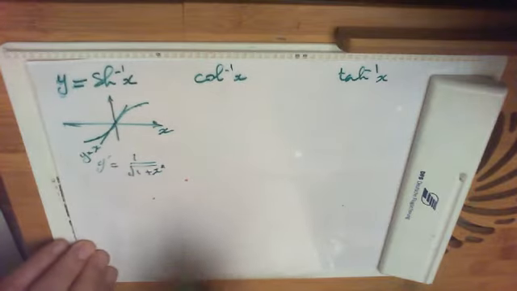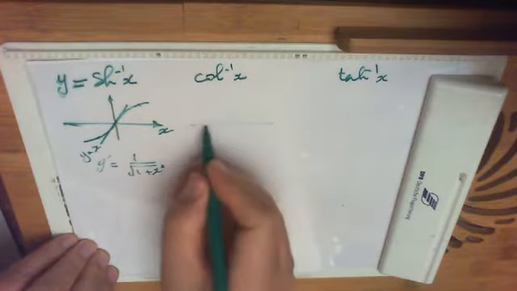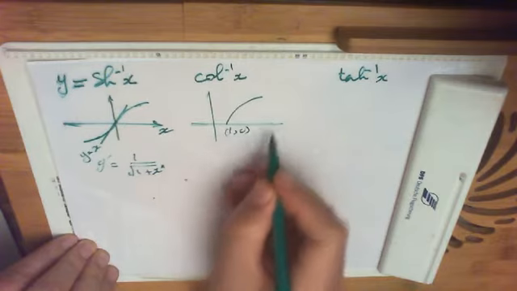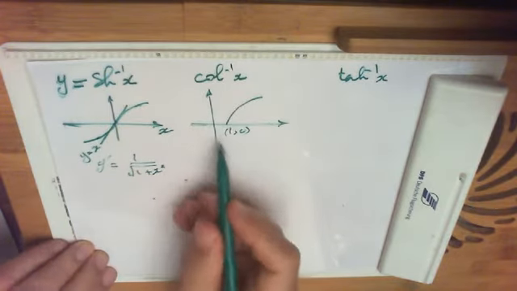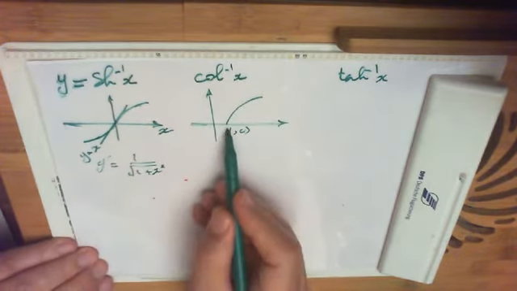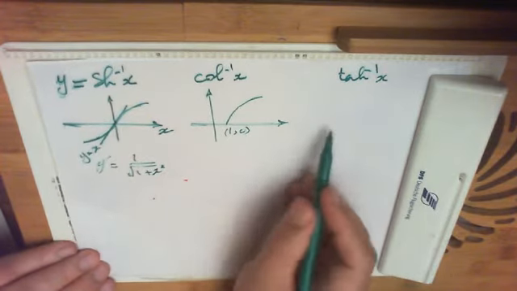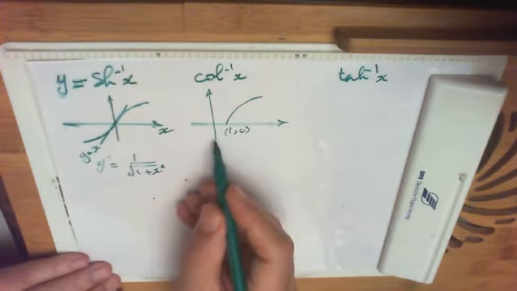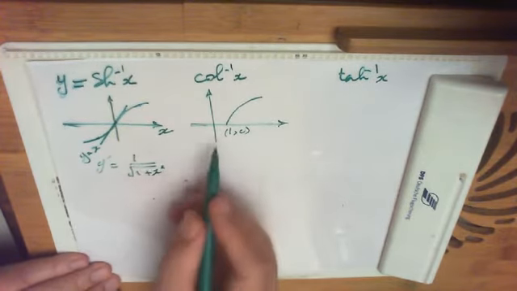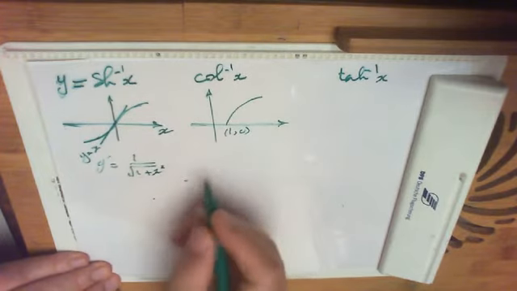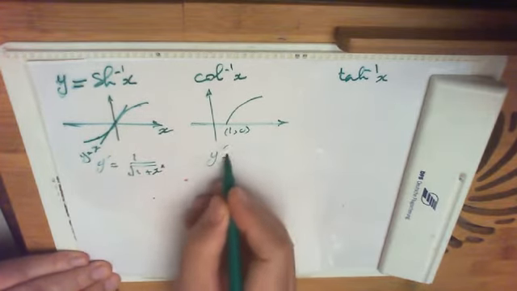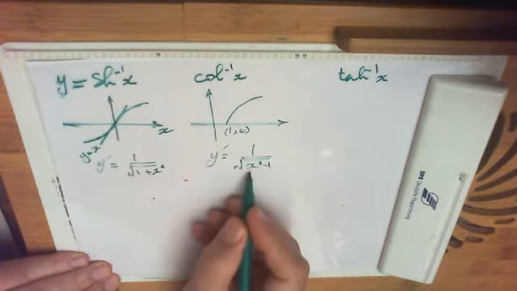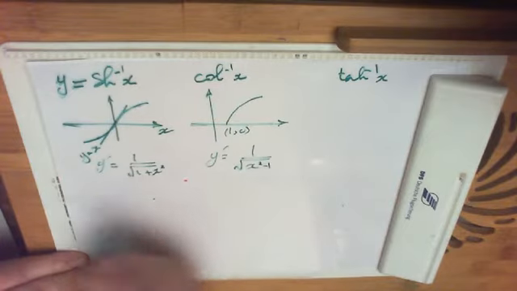Cosh minus 1, if you remember, was like this. Its domain is from 1 included up to infinity not included, and its range is from 0 to infinity. It is neither odd nor even, and has no periodicity. Its derivative was y dash equals 1 over square root of x squared minus 1. As you see, x must be greater than 1.